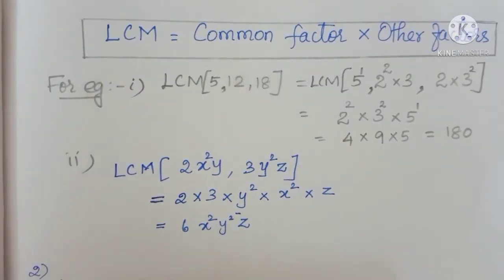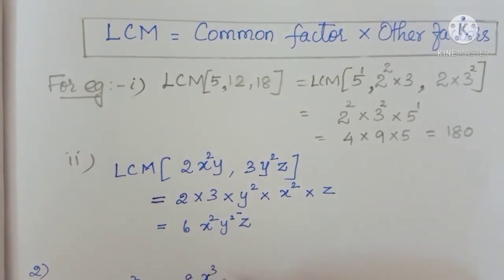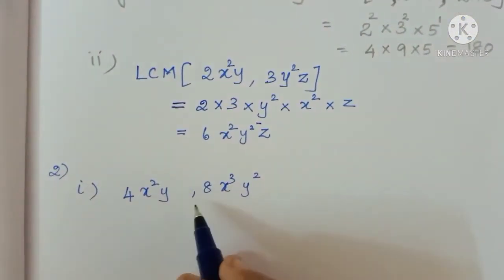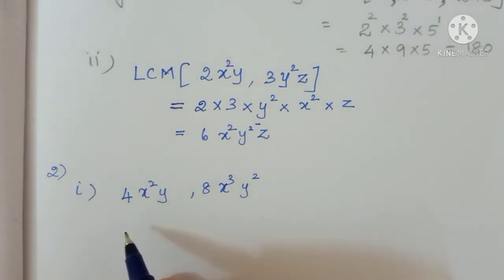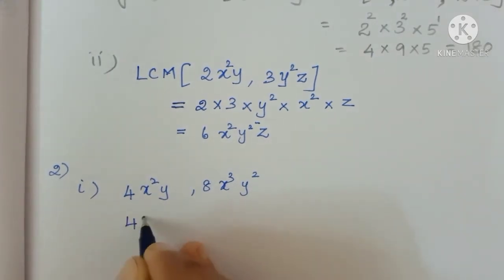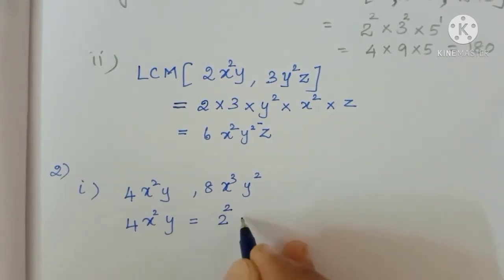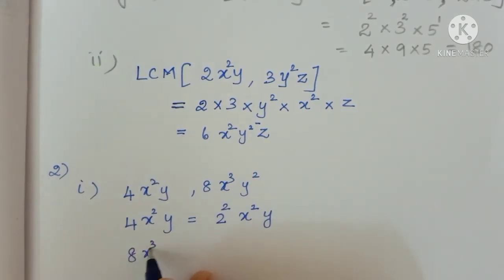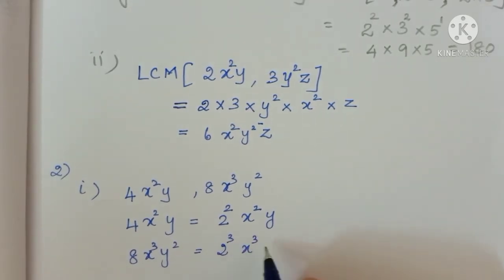First sum: find the LCM of the given polynomials. In the first problem they gave 4x squared y and 8x cubed y squared. Here 4 and 8 are both composite numbers. So first we convert them into product of prime number form, and then we can write the LCM value. So 4x squared y: 4 we can write as 2 into 2, that is 2 squared x squared y. This 8x cubed y squared we can write as 8 is 2 cubed, into x cubed y squared.